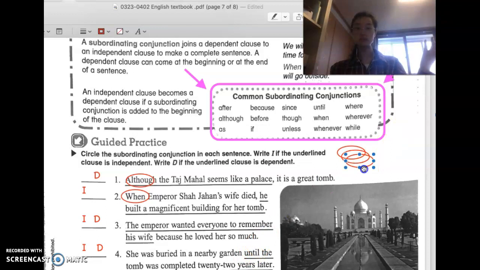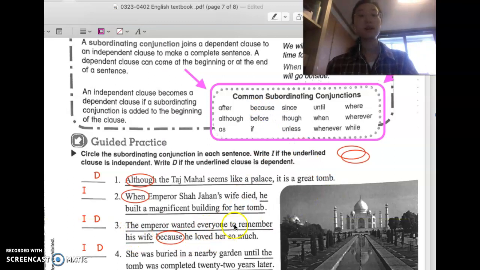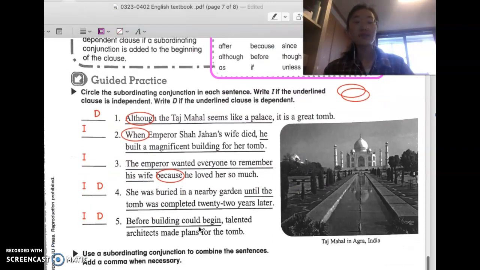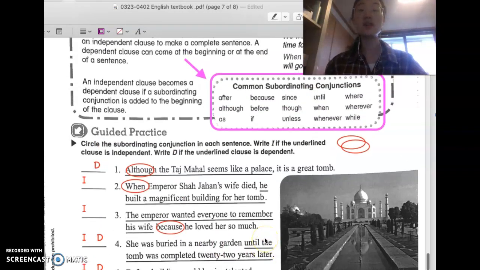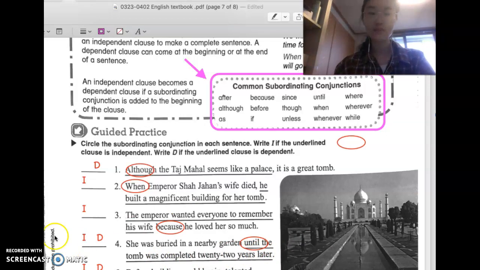Number 3, the emperor wanted everyone to remember his wife because he loved her so much. Subordinating conjunction? Because the emperor wanted everyone to remember his wife. Is that independent or dependent? Independent, because it is a complete thought. It's like a complete sentence. Number 4. She was buried in a nearby garden until the tomb was completed 22 years later. Subordinating conjunction. Until. Now, until the tomb was completed 22 years later. Independent or dependent? Dependent.